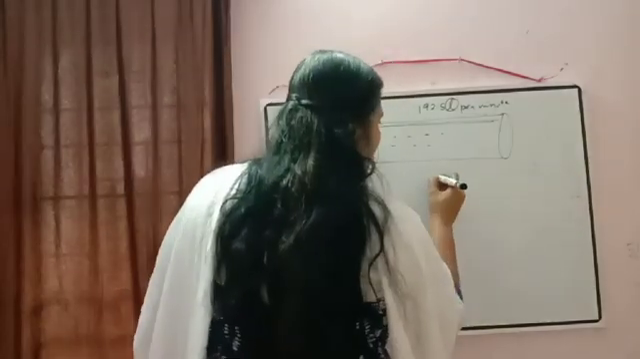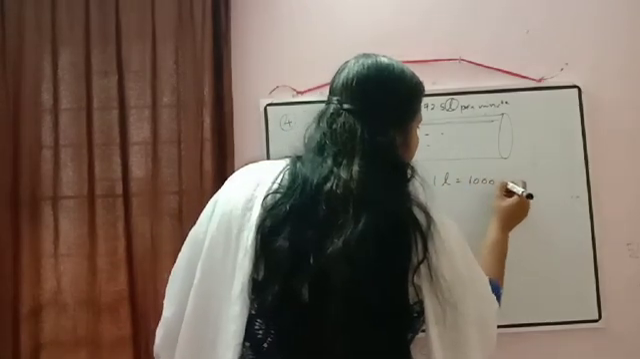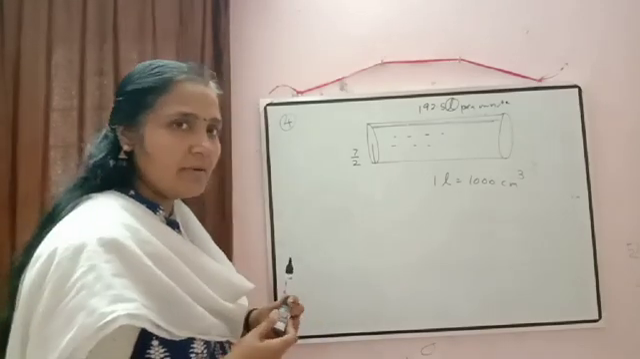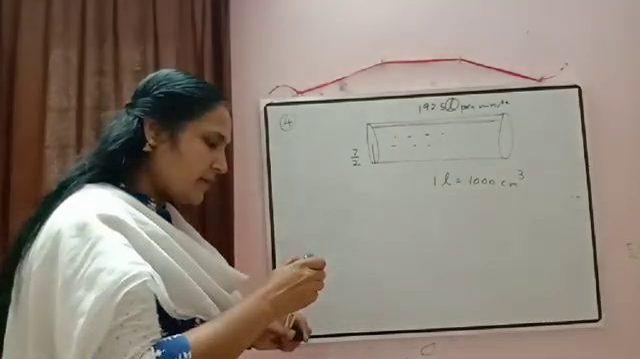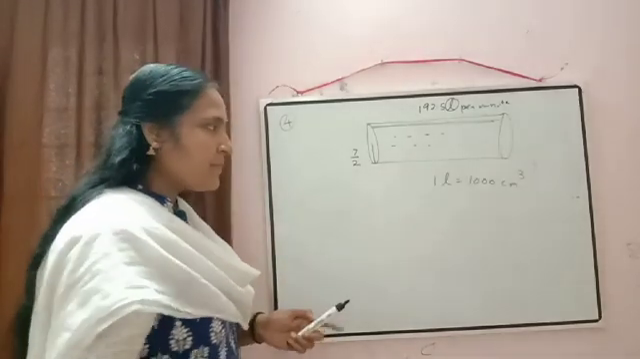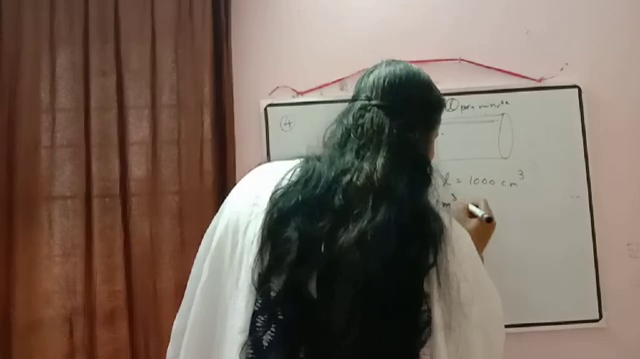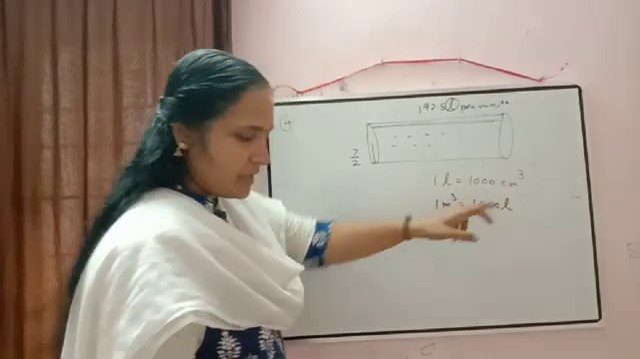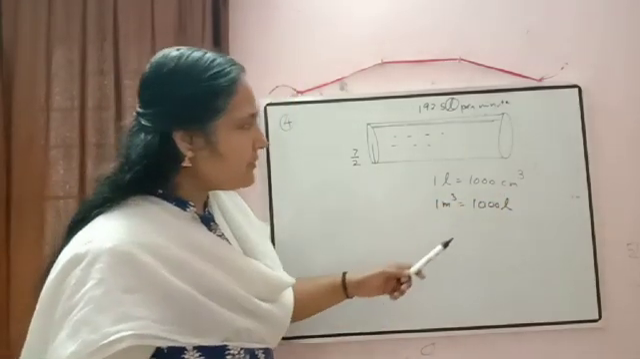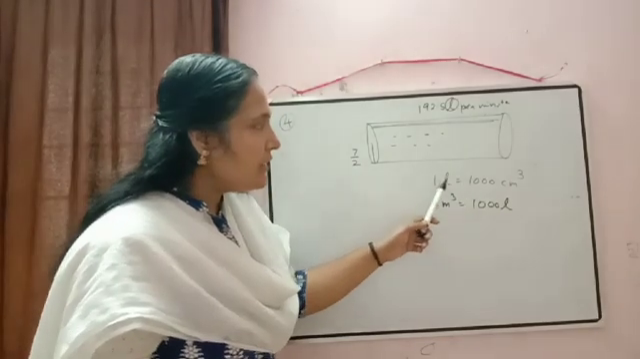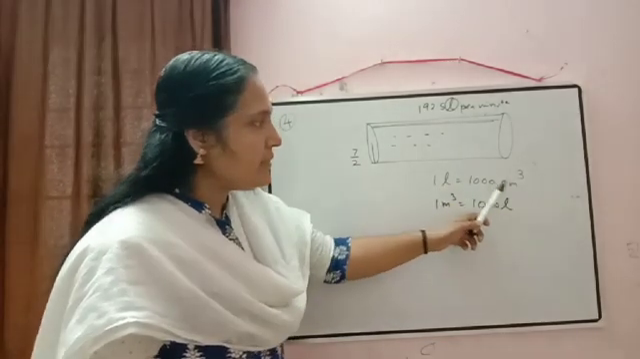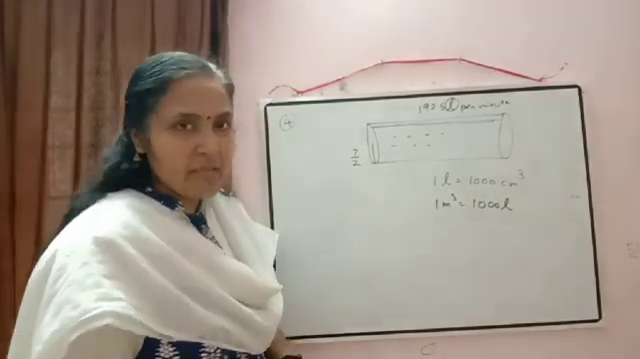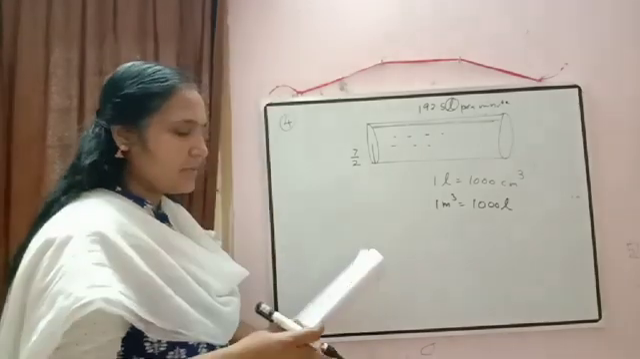So just write down there, 1 liter is equal to 1000 centimeter cube, and 1 meter cube is equal to 1000 liter. To convert liter into centimeter cube, you have to multiply it by 1000, and if you have to do the opposite, you have to divide. The rest we will do according to the question.